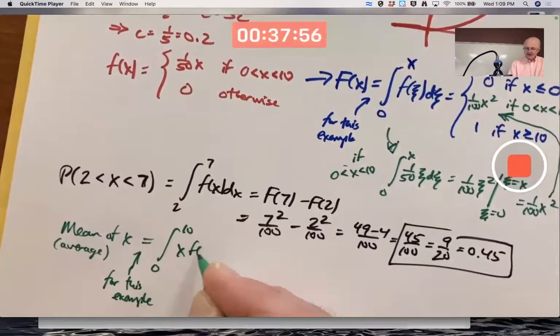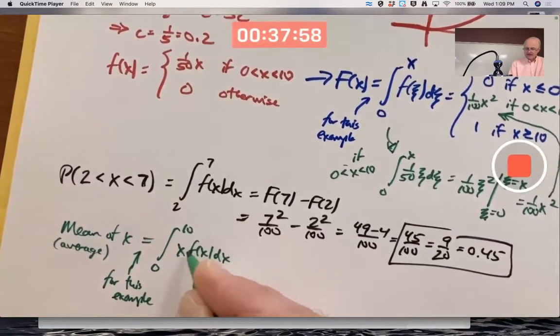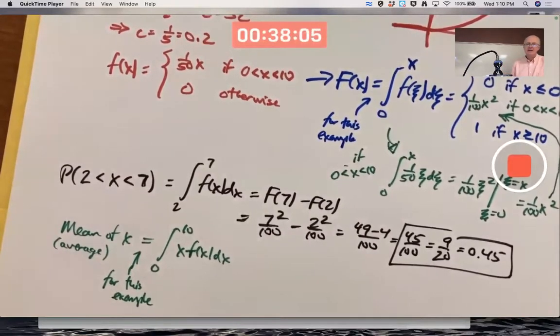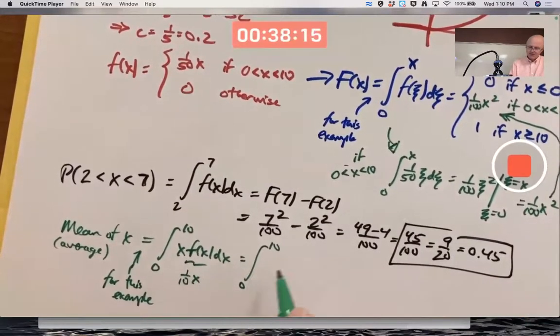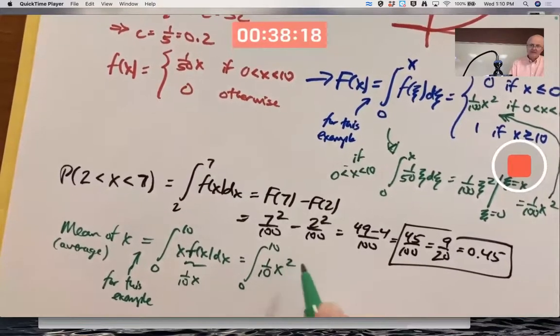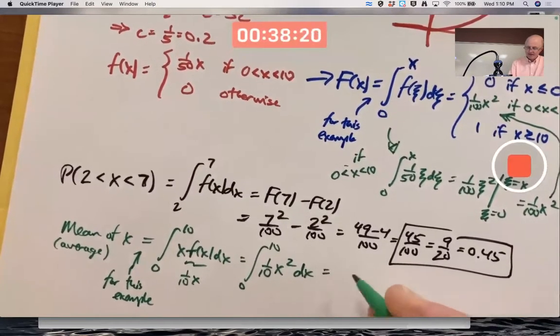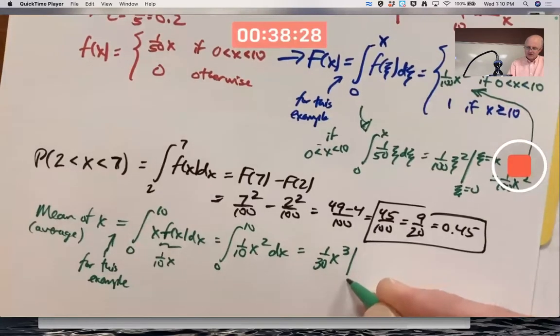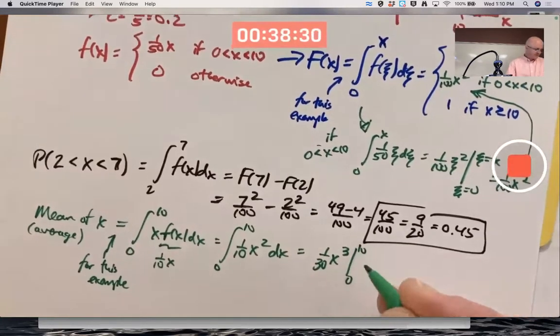x times f of x, not f of x itself. Integrating f of x itself gives you probabilities. Integrating x times f of x over the entire domain where f is positive gives you the mean. When x is between 0 and 10, f of x is 1/10 x. So this becomes integrating 1/10 x squared. And that'll give you 1/30th x cubed, x goes from 0 to 10.